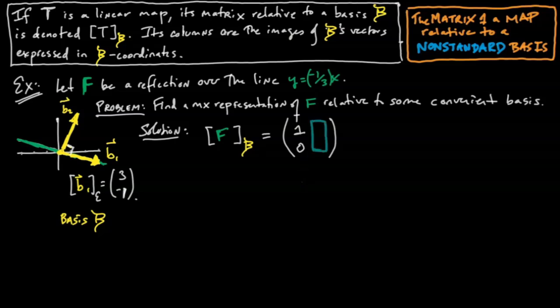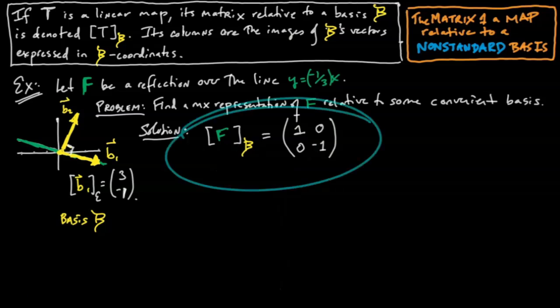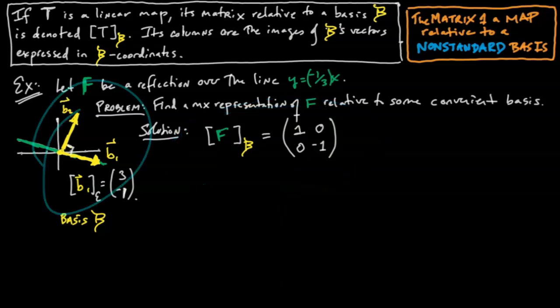What about the second column? According to our theorem, that is going to be the image of the second basis vector in B coordinates. Well, the image of the second basis vector is clearly just the opposite of B2, because that's what we get when we flip it across that line. What are the B coordinates of that flipped vector? Well, how do we get to it in terms of B1 and B2 steps? Obviously, we take no B1 steps and negative 1 B2 steps. So that means the second column will be 0, minus 1. And that's that. We have found a matrix representation of F relative to a particular basis.